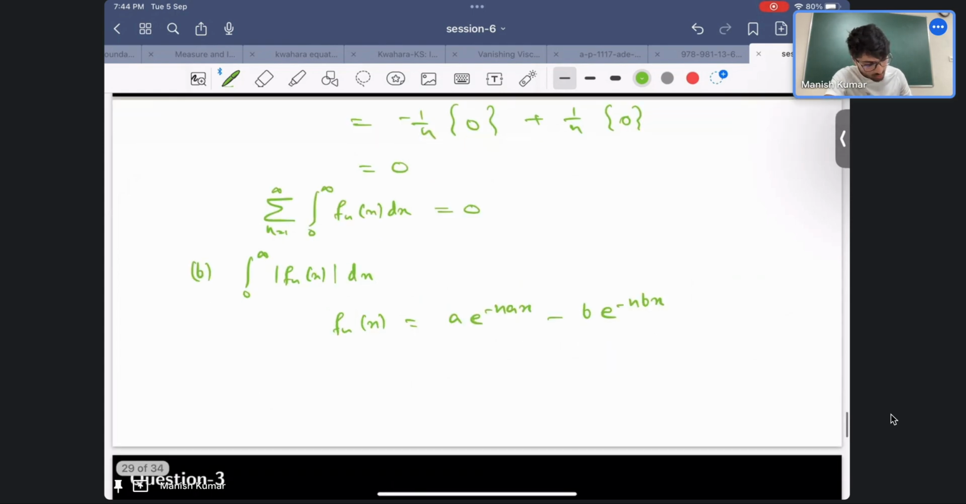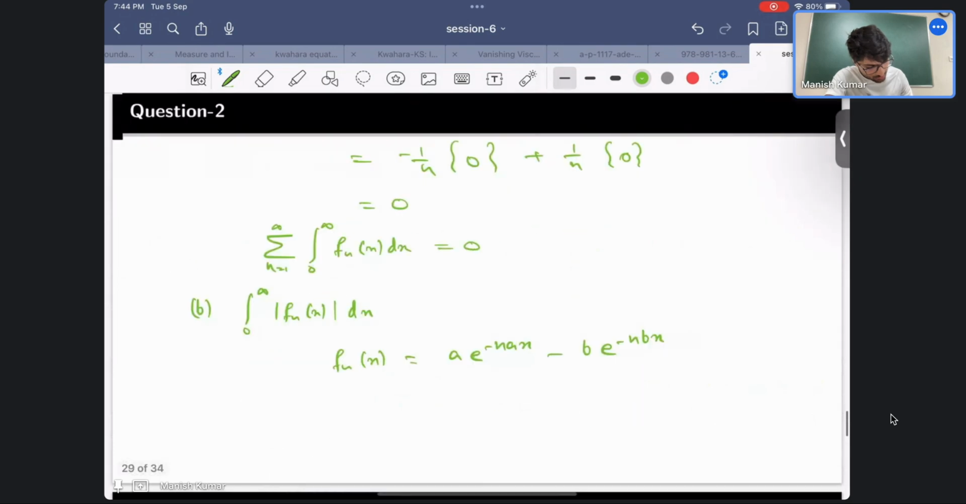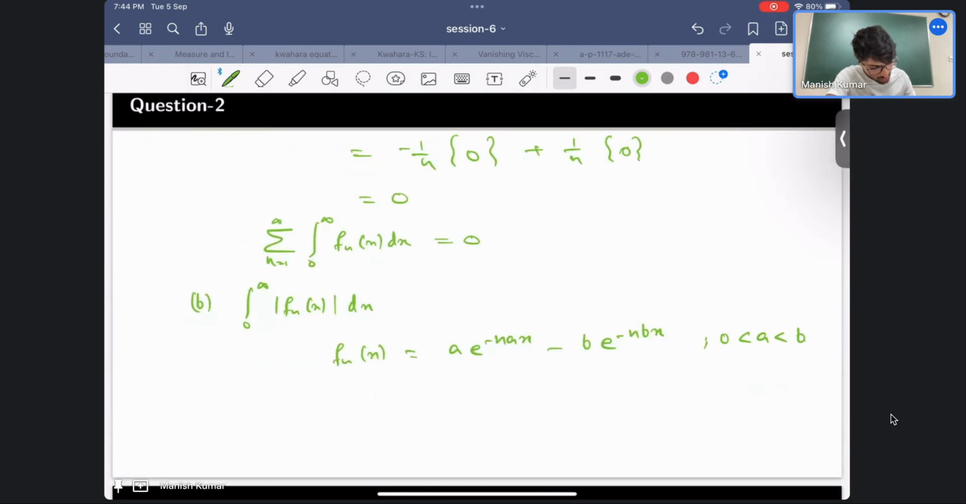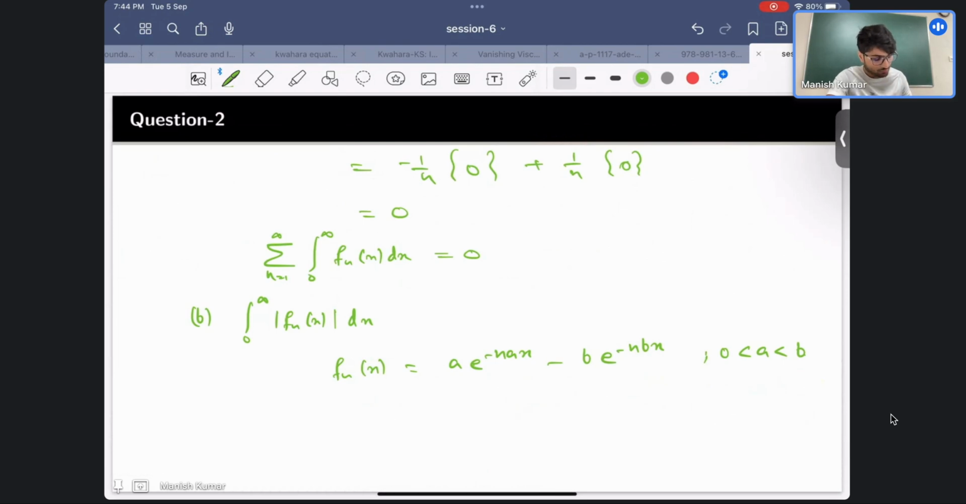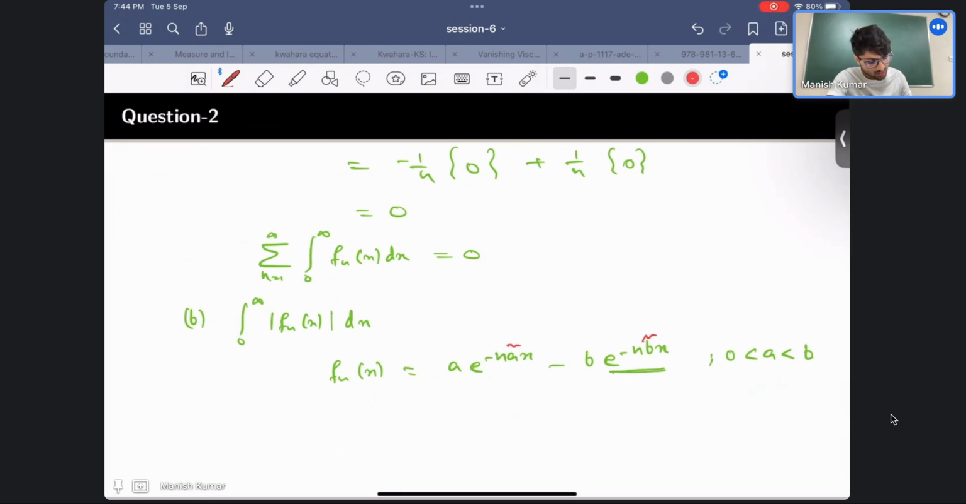Now it's given to you that 0 is less than a, less than b, right? If you want to understand it in particular, you can take a to be 1 and b to be, say, 2. As you increase the value of x, this will decrease faster, just because b is greater than a. That is why this whole term will be greater than or equal to 0 for large x. Is this clear to you?